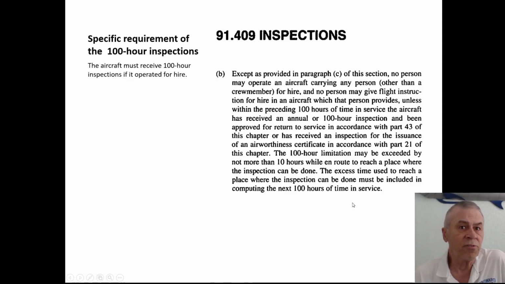There's some specifics, and the FAA loves quizzing people on this. So let's see what the next part is. The 100-hour limitation may be exceeded by not more than 10 hours while en route to reach a place where the inspection can be done. And then if you do use that excess time, that will be included in computing the next 100 hours of time in service. And we're going to see some questions that basically say if you get an inspection done at hour 103, how many hours do you have to wait for the next inspection? Well, I guess the quick answer would be 97.